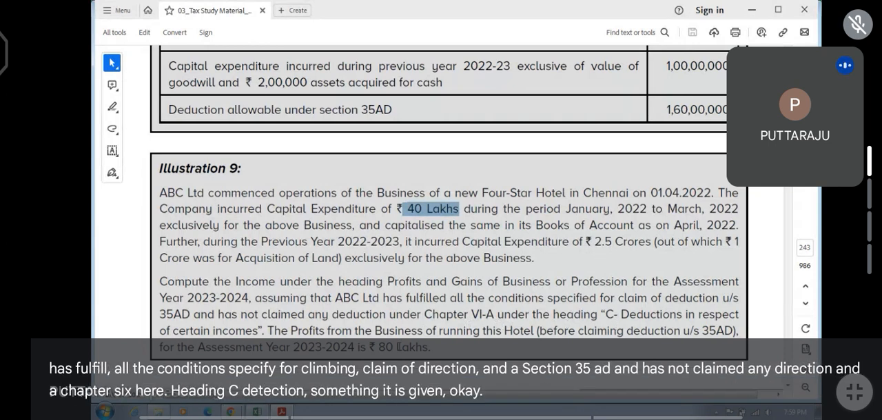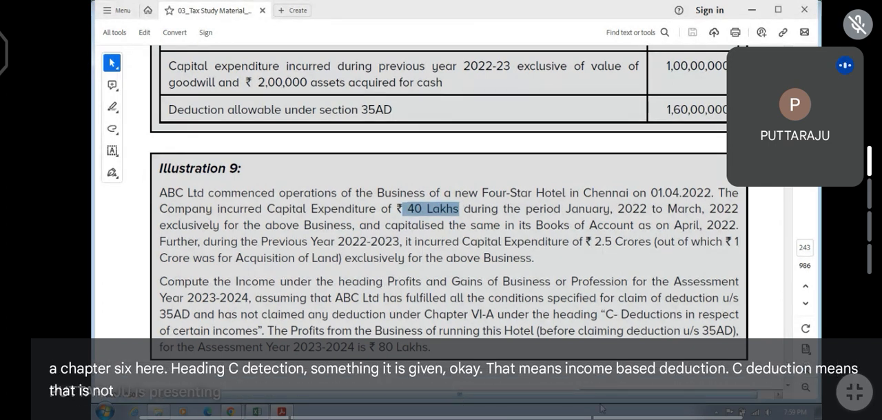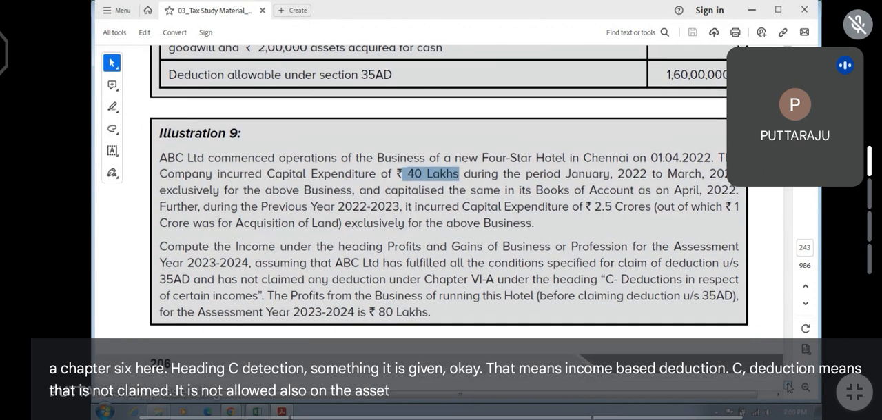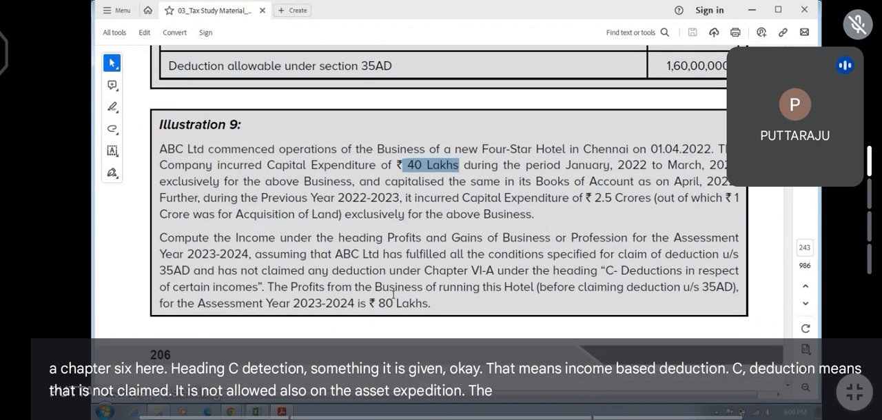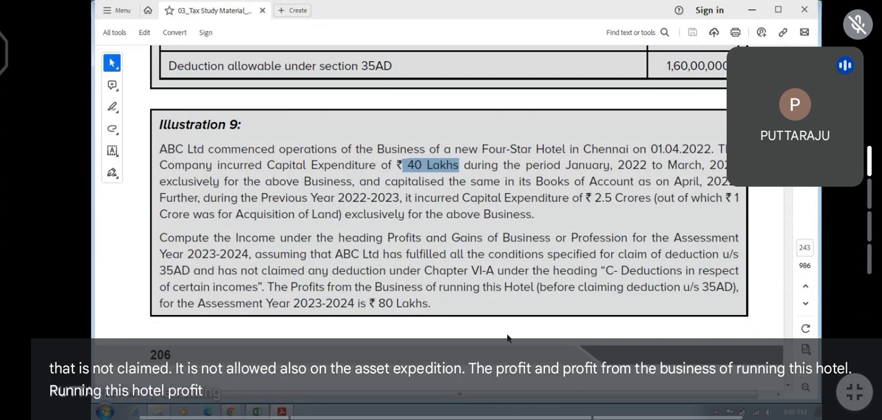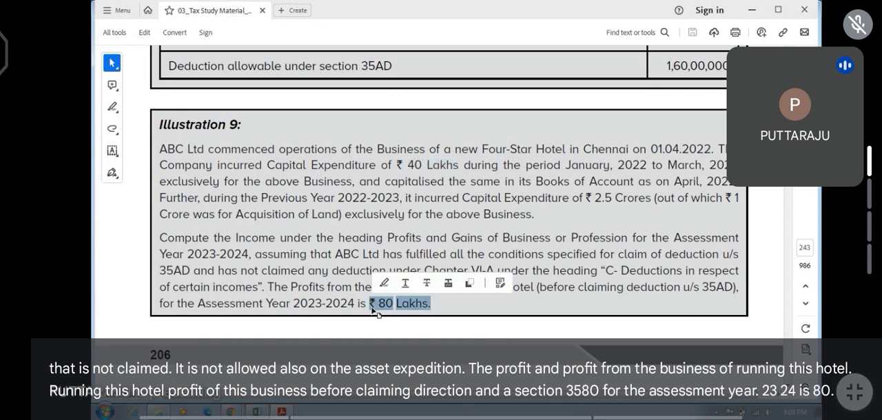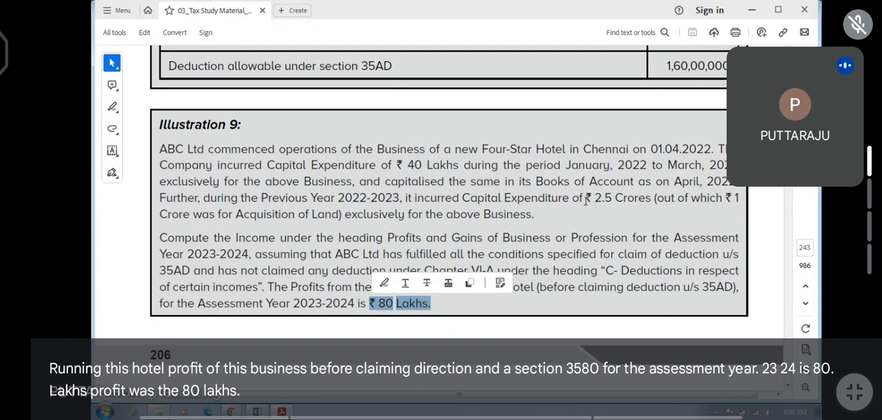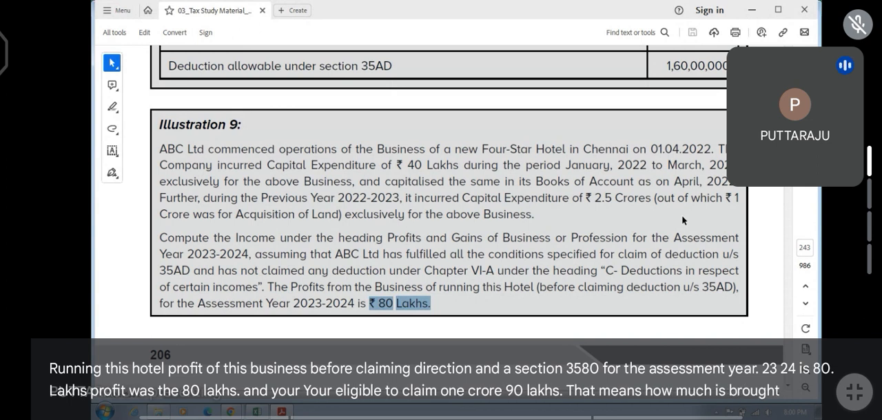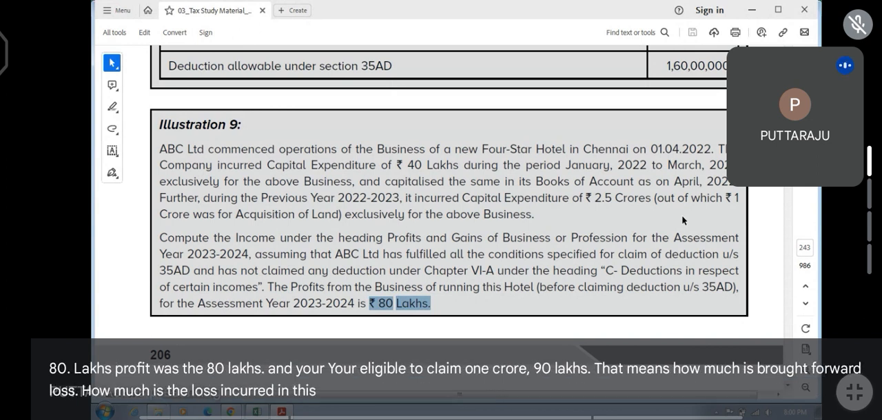Okay, that means income-based deduction, C deductions, are not claimed. It is not allowed also on the asset acquisition. The profit from the business of running this hotel, profit of this business before claiming deduction under section 35AD for the assessment year 23-24 is 80 lakhs. Profit was 80 lakhs and you are eligible to claim 1 crore 90 lakhs. That means how much is the brought forward loss? How much is the loss incurred in this business?